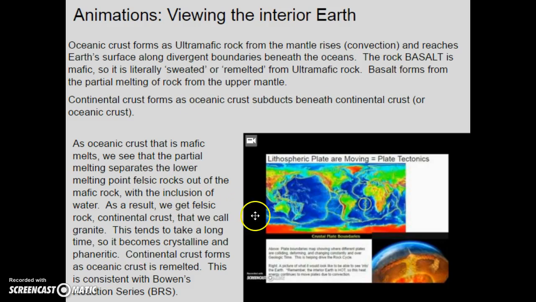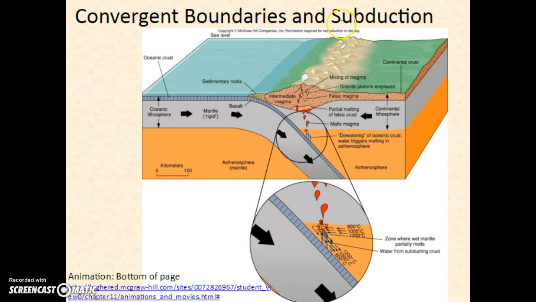Now you'll want to make sure you pay attention. This video right here is very, very key. I go through a lot of the video pieces that are very specific to what's taking place within the plate structure, the plate boundaries. You'll want to check it out. This here: convergent boundaries and subduction.